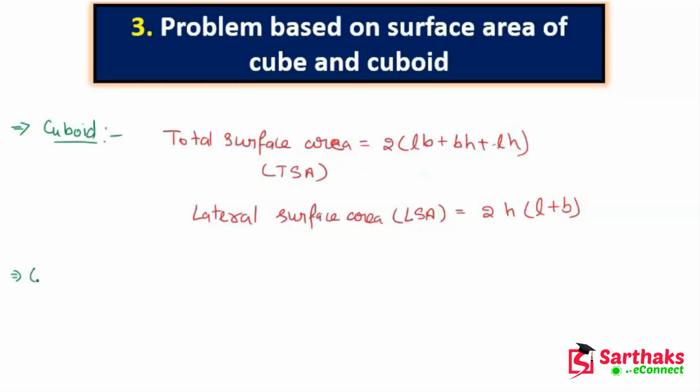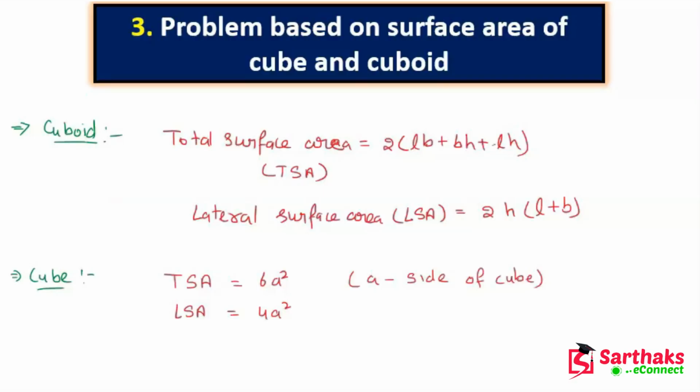Now in cube. So let's talk about the cube. Here TSA, meaning total surface area, is 6A square. A is the side. Here we are assuming that A is the side of the cube. Now LSA is 4A square. I hope you get this point, my dear friends.